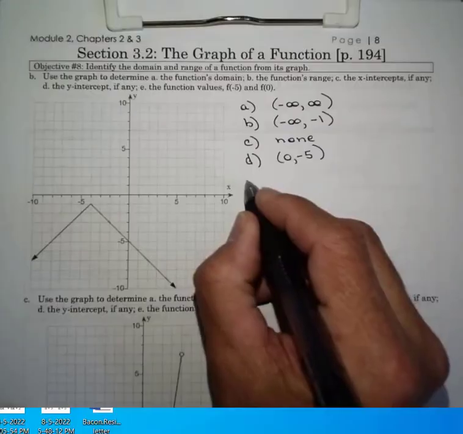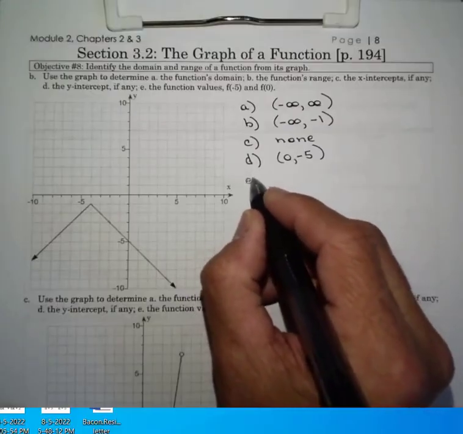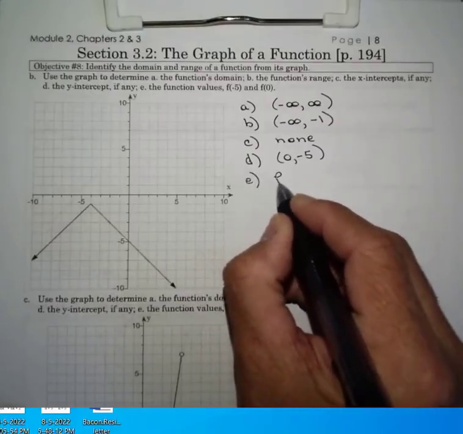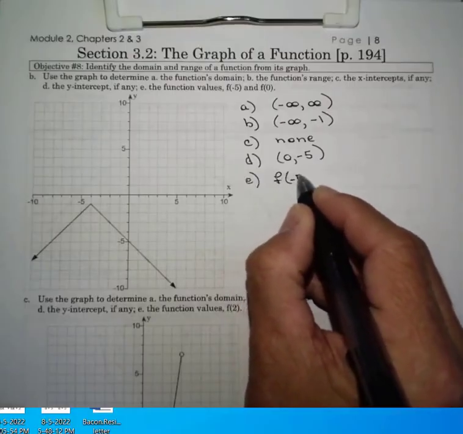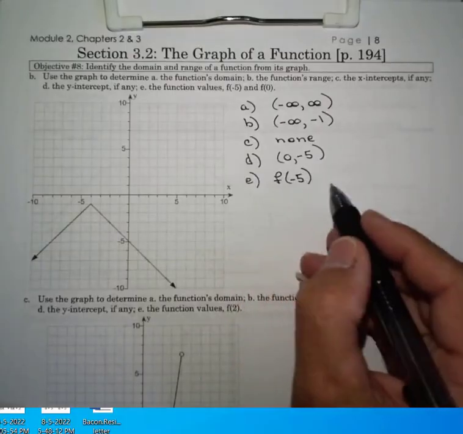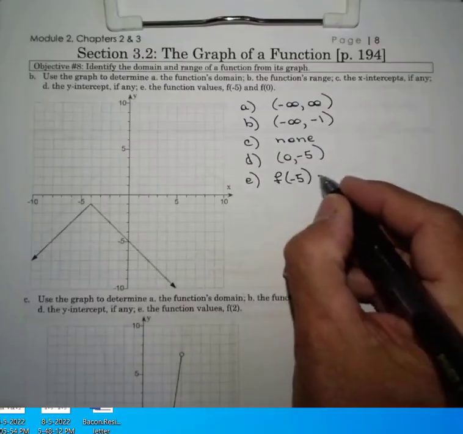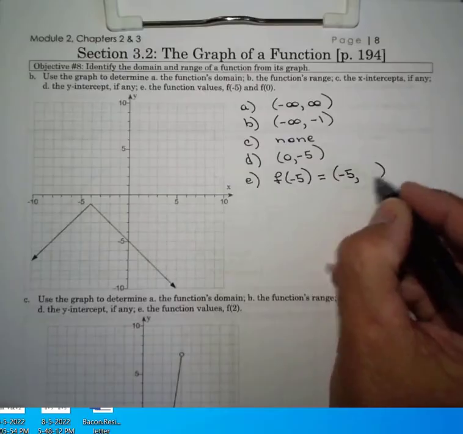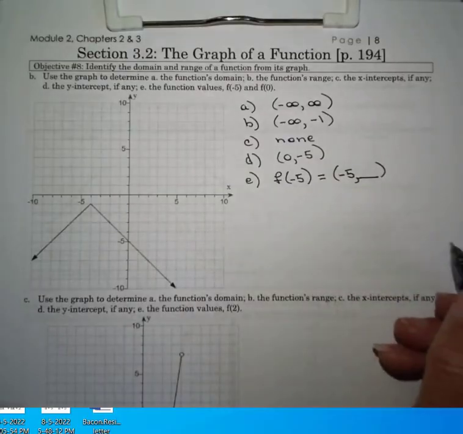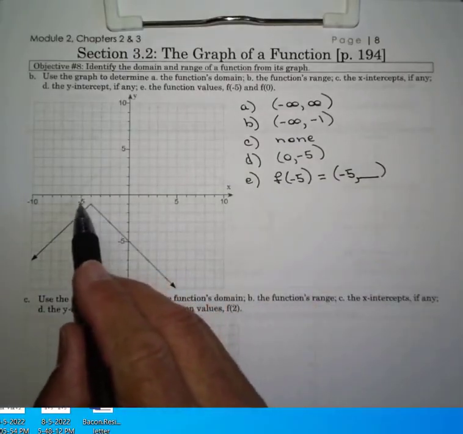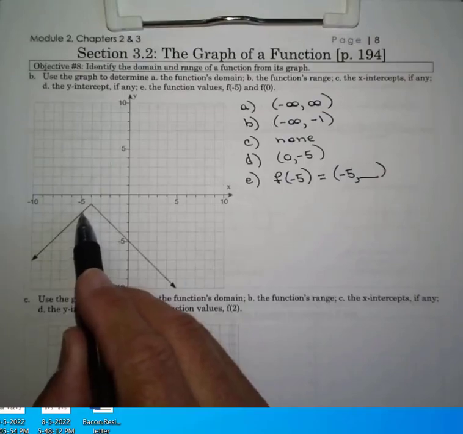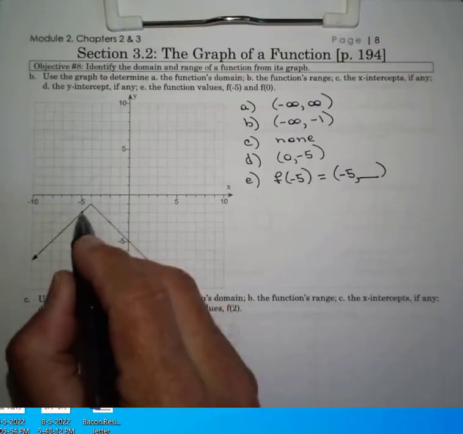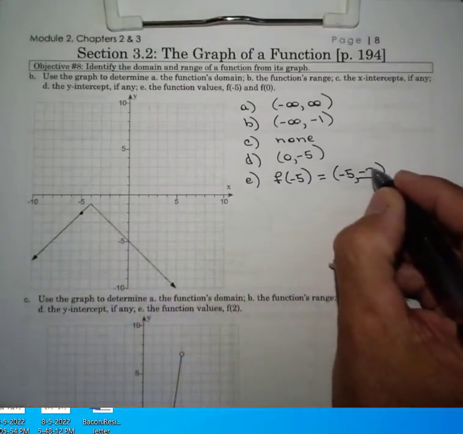Now, the next question it asks is, what are the function values for f of -5? So when x is -5, basically what it's saying is, what is the value for y? That's the part they're asking you. So I go to where x is -5 and I go down to y, and it looks like it's right here. X would be -5, and at that point y is a -2.